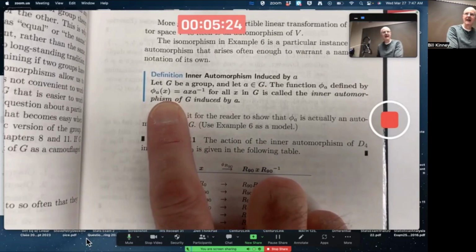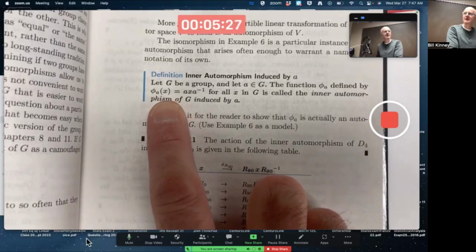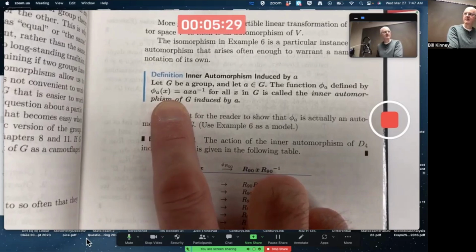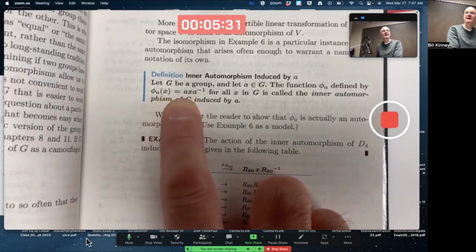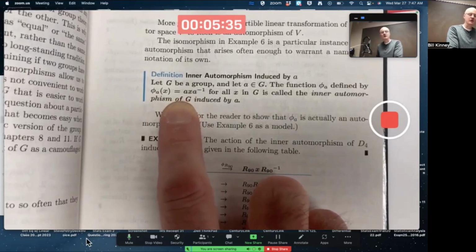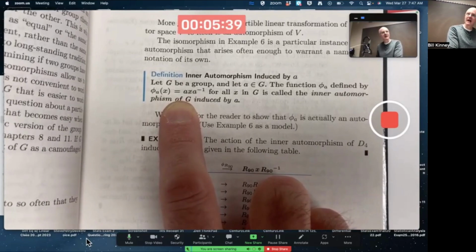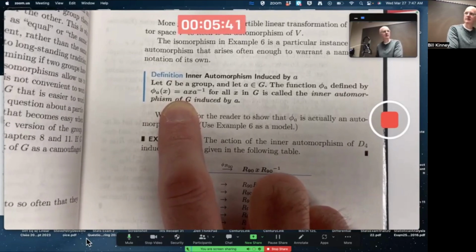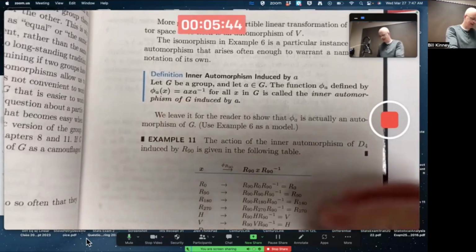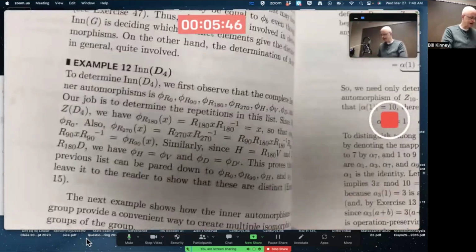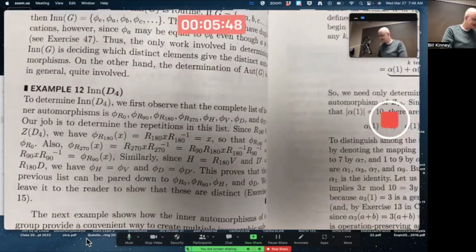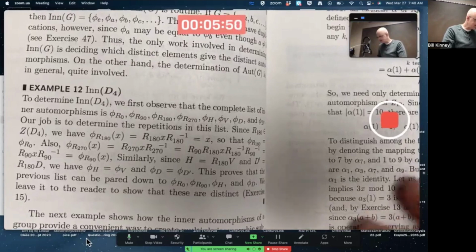For any fixed A, you can come up with this inner automorphism formula to define a function that is an automorphism of G to itself. Though you do need to be wary, different A's could actually result in the same inner automorphism. That's emphasized in the book in at least one of the examples.